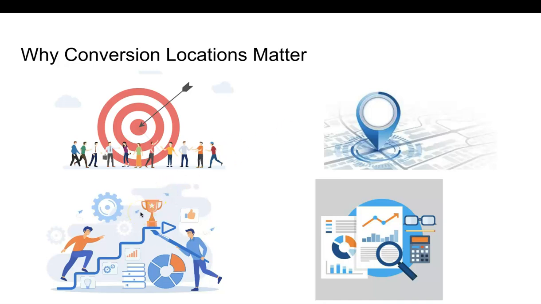The next reason is that having a conversion location improves your optimization. Meta will actually adjust your delivery in real time to get more conversions in your chosen location. So if you choose to do the app, or if you choose to run conversions through your website or having them call, Meta can adjust that in real time so you're able to get more conversions that way.